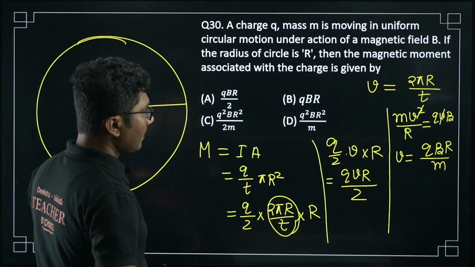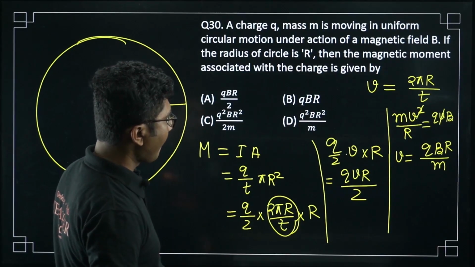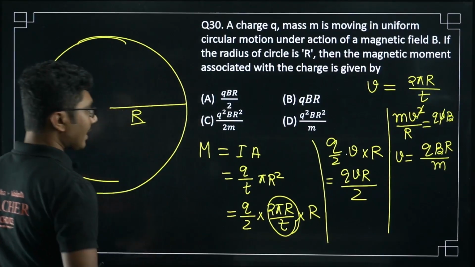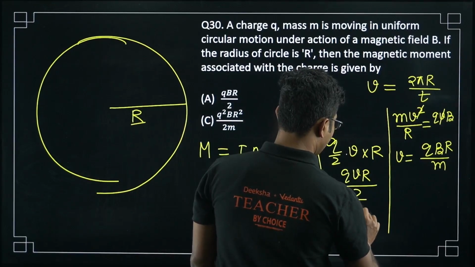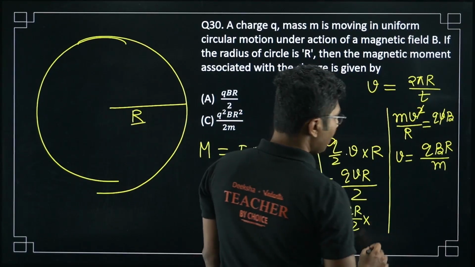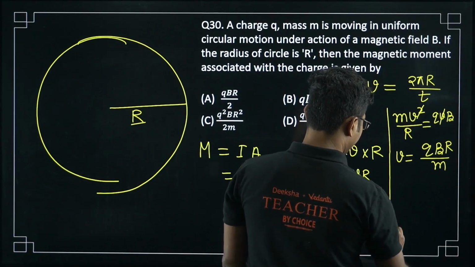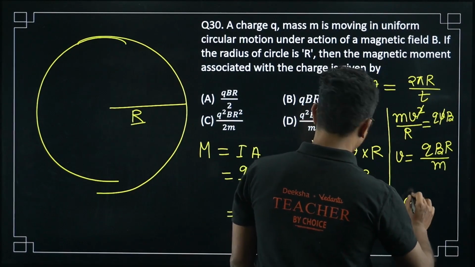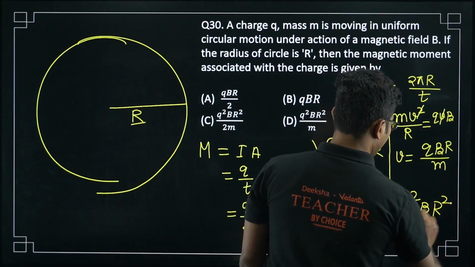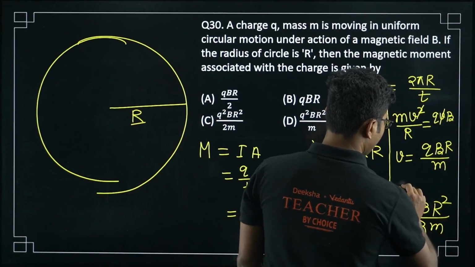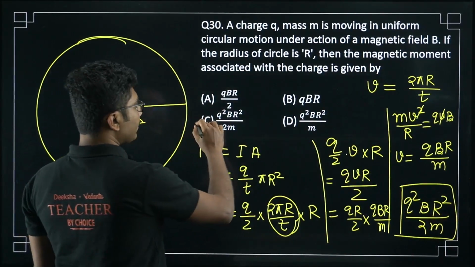So if you put that value, what will you get? You will get q r by 2 into q b r by m. So you get q square b r square by 2m. Okay, so q square b r square by 2m. So this is the answer.